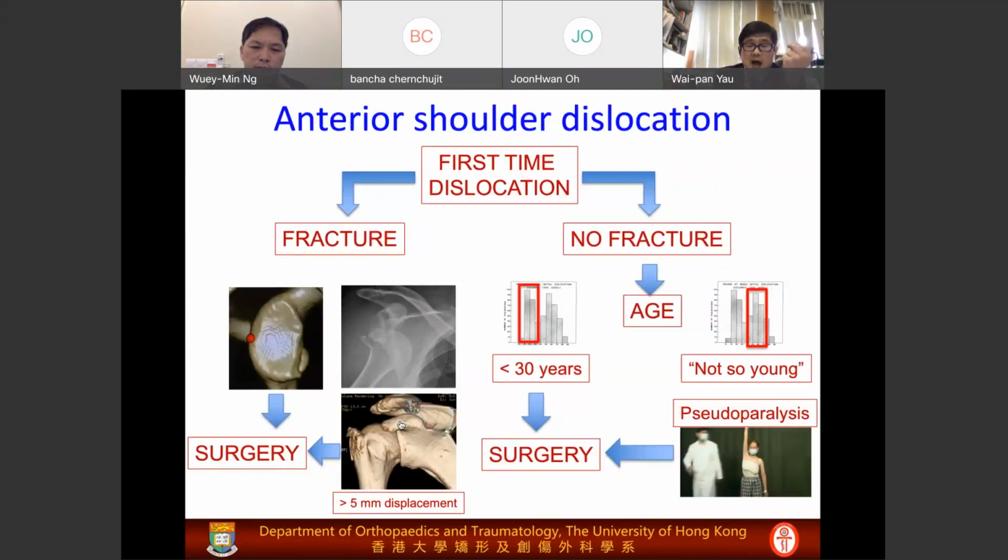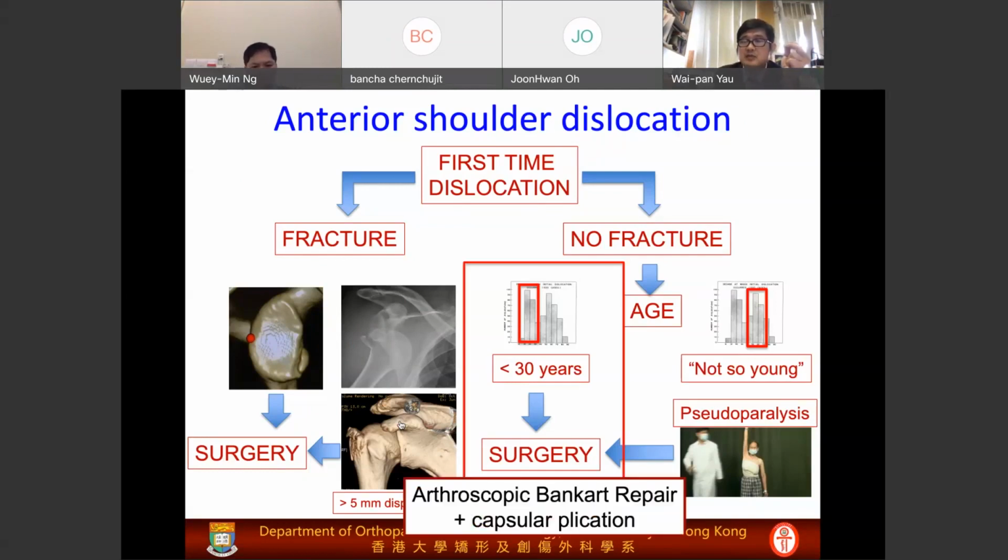If it is a young patient, I always advise them to do an operation. And the type of operation that I advise them to do nowadays is a Bankart repair plus capsular plication without remplissage procedure. This ends my presentation today.